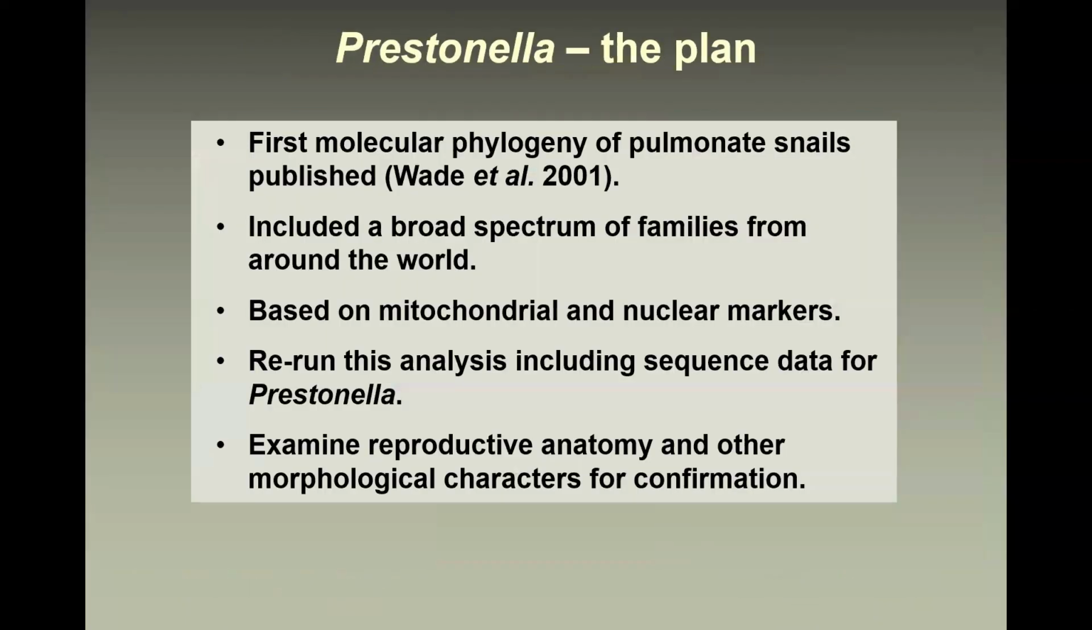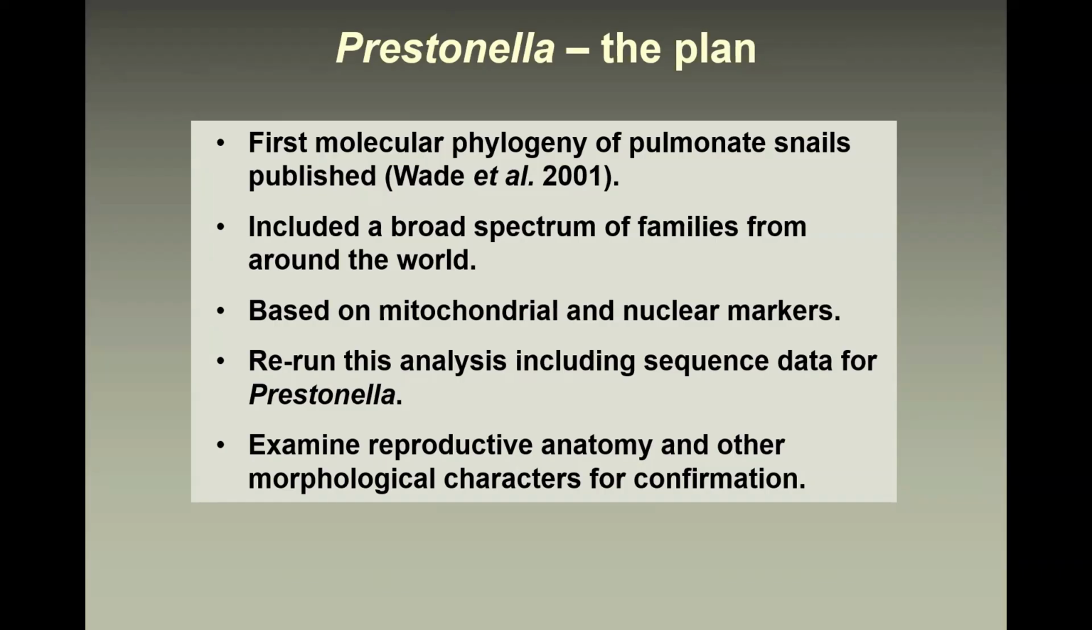So we had our specimens from the type locality, both species from their type localities. And again, we went back to Christopher Wade's molecular work. Now, this was before the 2006 publication, so we were using his 2001 data. Doesn't really matter. It covers a broad spectrum of families from around the world. It's based on mitochondrial and nuclear markers. And our aim was just to rerun the analysis. Chris Wade was generous enough to let us have his data.